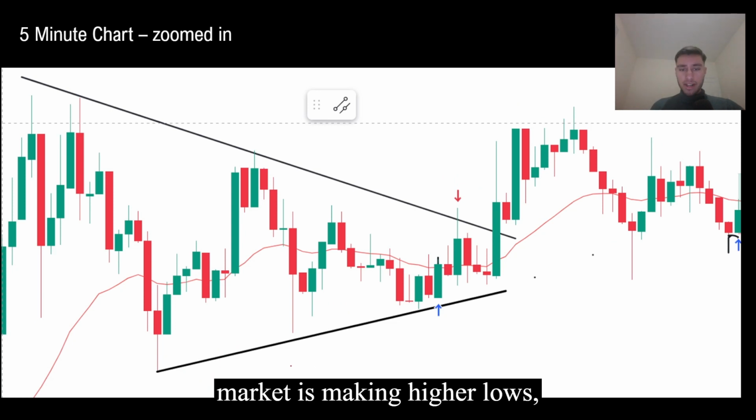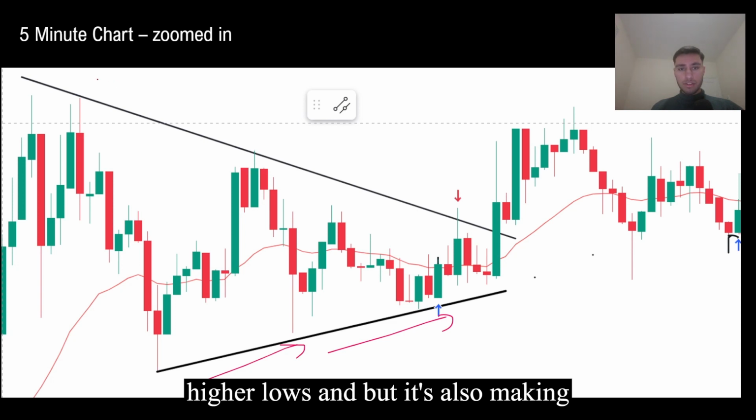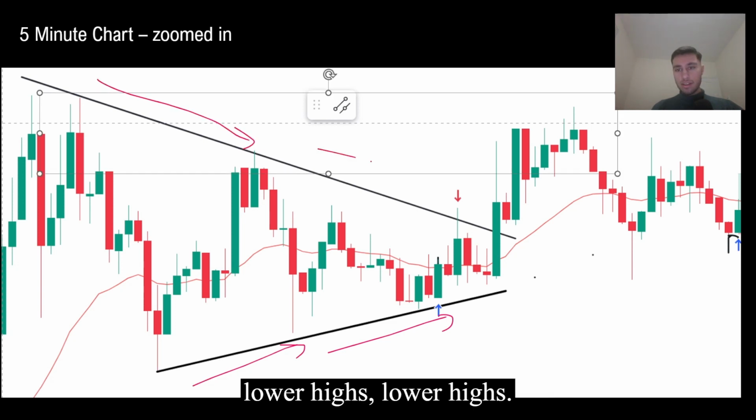So we see the market is making higher lows, but it's also making lower highs.